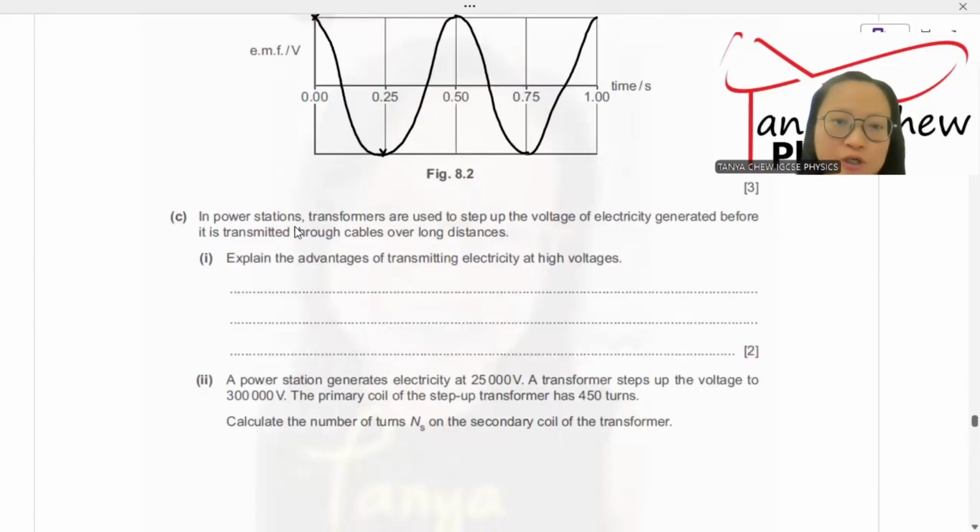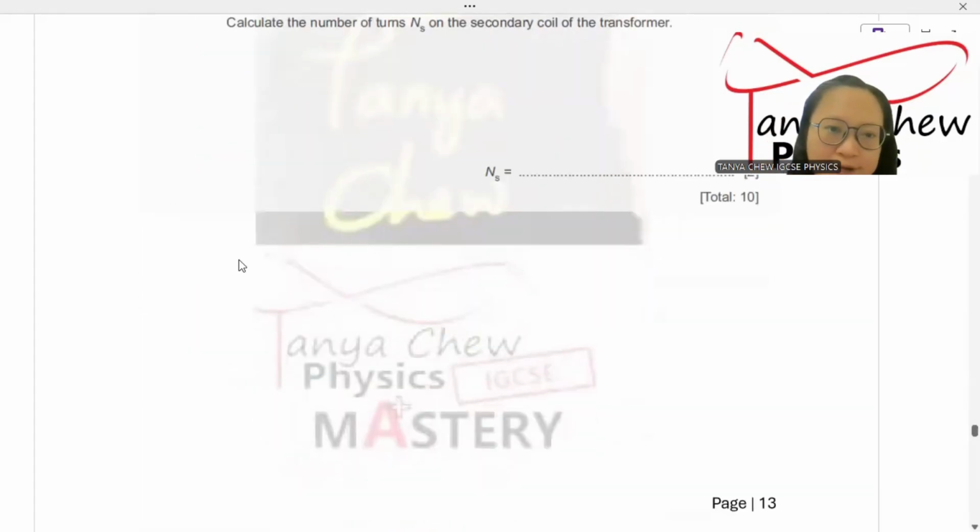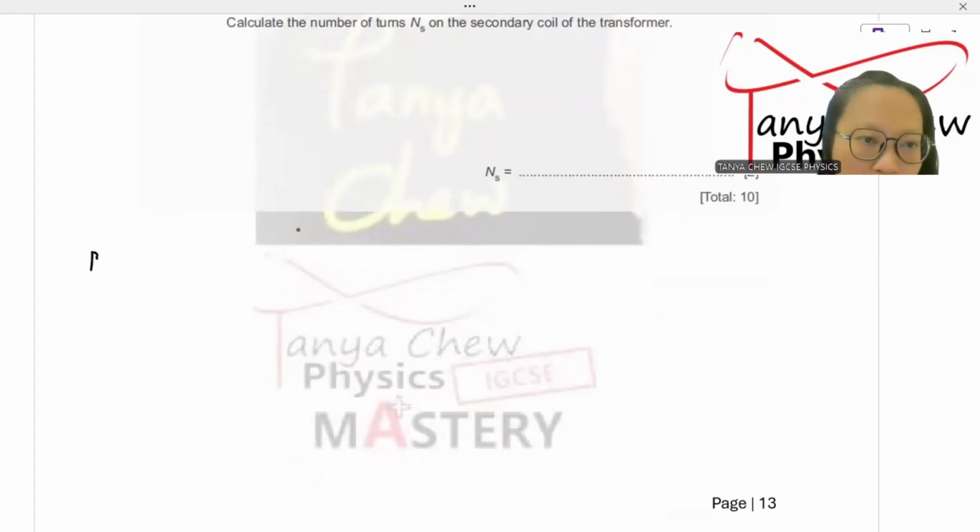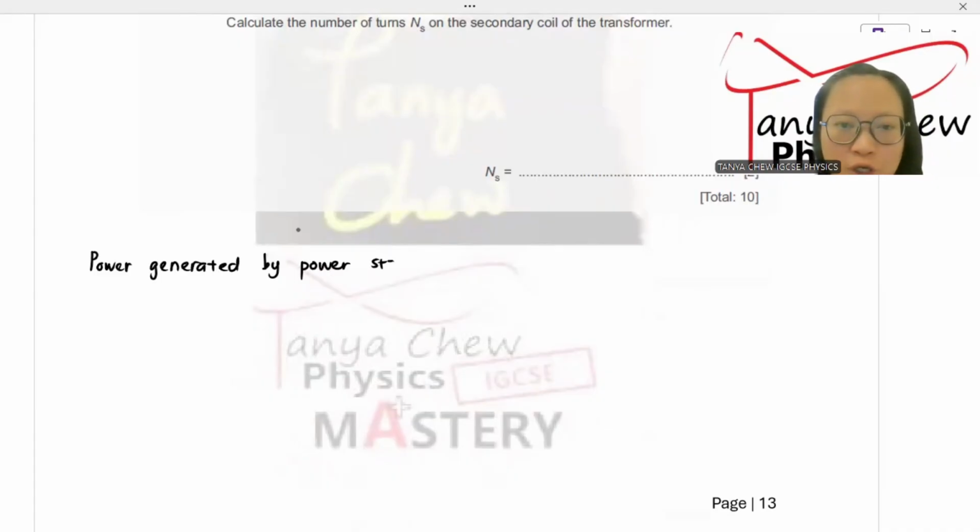In power stations, transformers are used to step up the voltage of electricity generated before it is transmitted through cables over long distances. First part, explain the advantages of transmitting electricity at high voltages. First of all, you know the power generated by the power station is constant. So I put P generated is equal to IV.